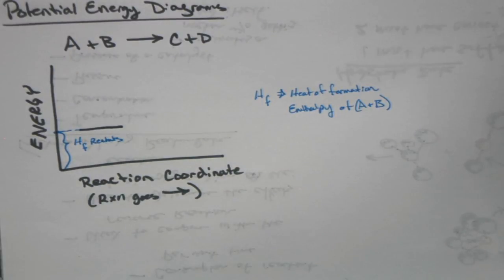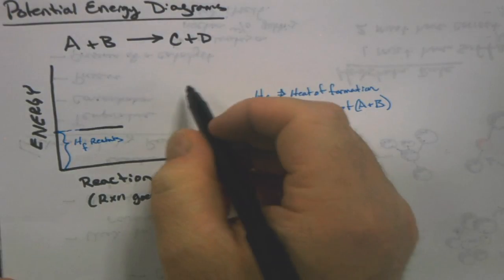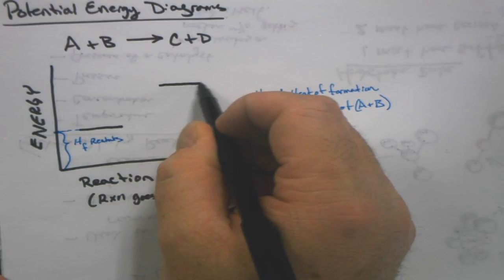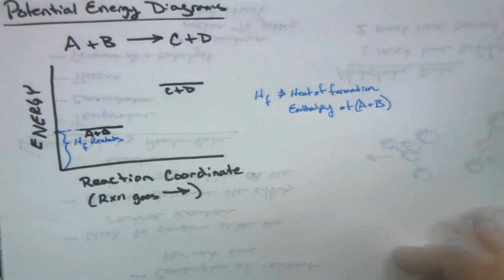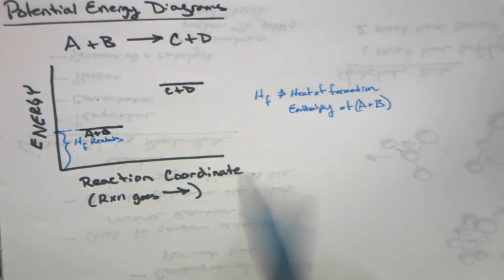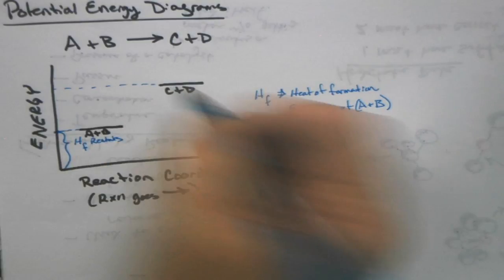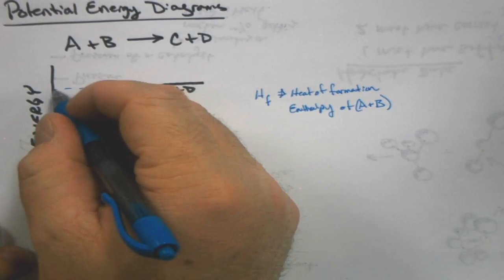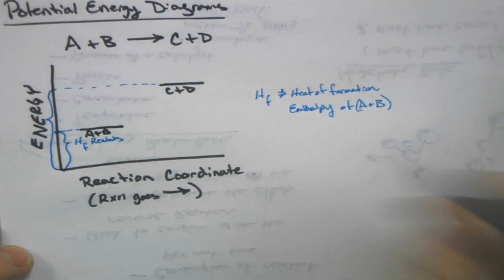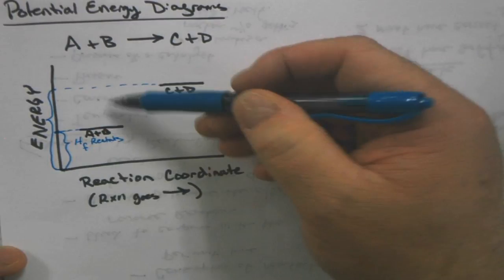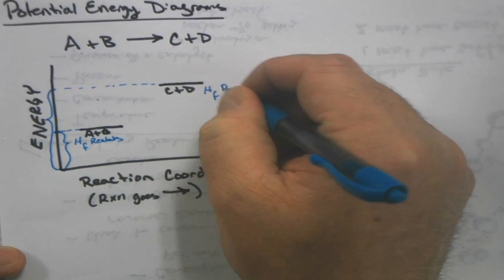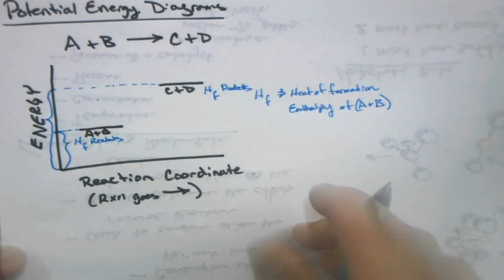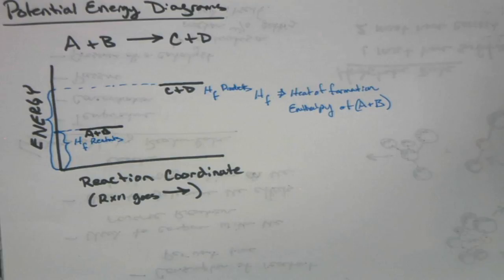Our products also have an HF. They also have an enthalpy. And we're going to draw this one up here. So this is A plus B, and this one is C plus D. C plus D also has its own HF value, and in this case, it's up here. It would be this distance up to there. And so that would be the heat of formation of the products. That make sense? Are you guys with me so far?